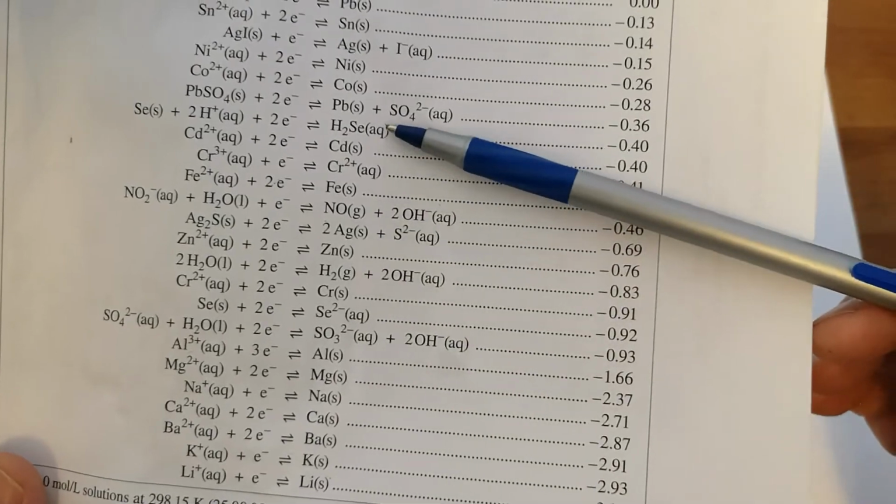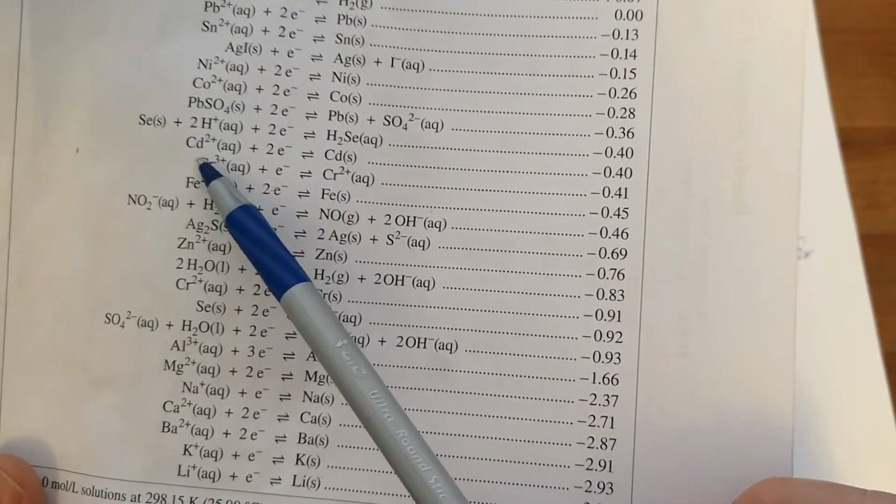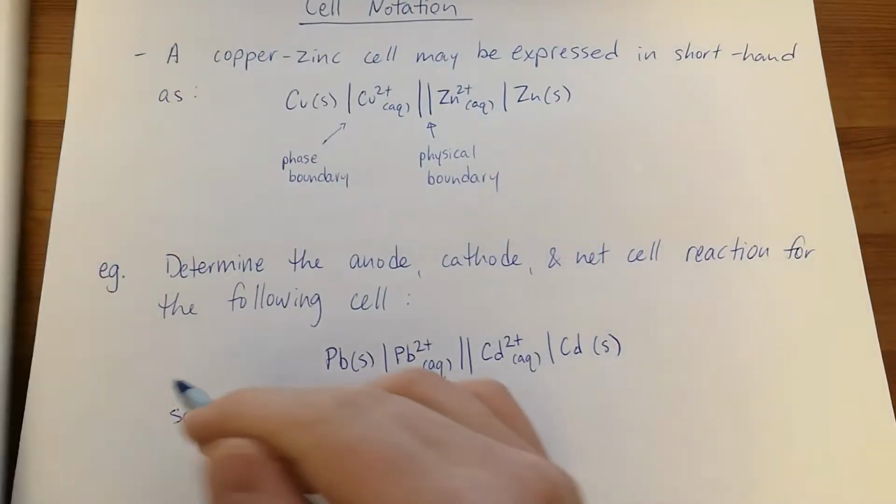Now let's find cadmium. I'll start at the bottom and work my way up. Here it is. Okay, oxidizing the cadmium 2. That's good news.